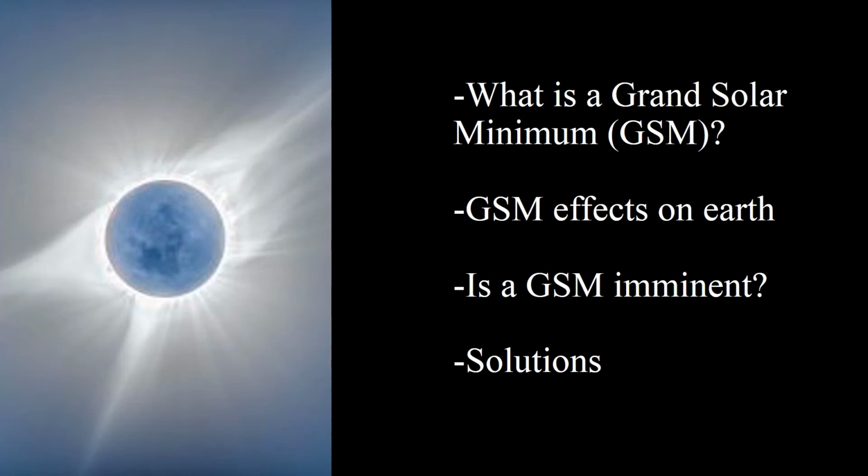What I'll be talking about is I'll try to explain what is a grand solar minimum. This is a topic I've tried to explain to friends and family, and nobody knows what it is, and it's hard to just verbally describe it. So it's very important to have the images. It really helps to explain it. I'll be talking about what effects we see with a grand solar minimum on Earth, what evidence is there that a grand solar minimum is imminent, and if it is, what can we do about it?